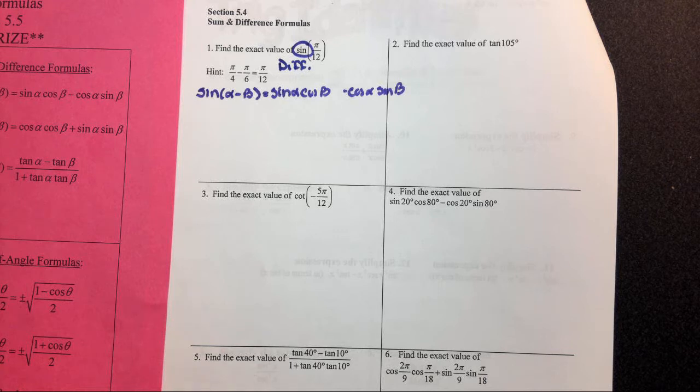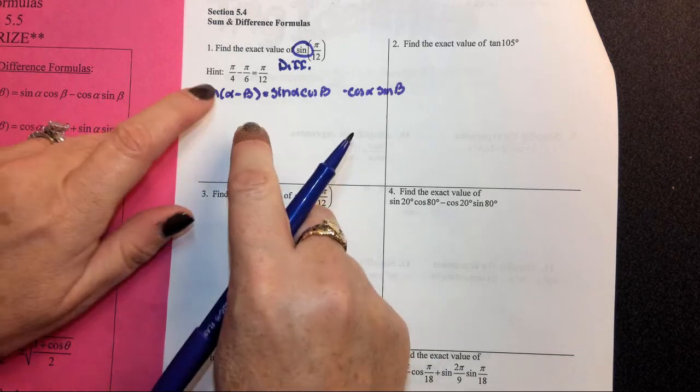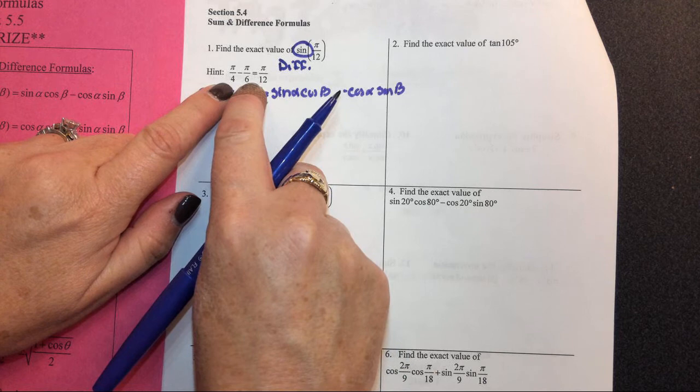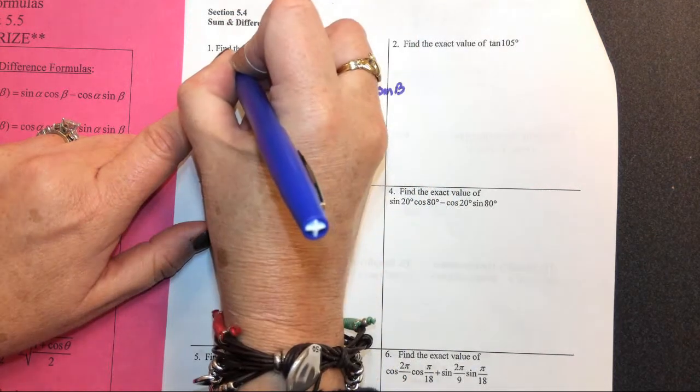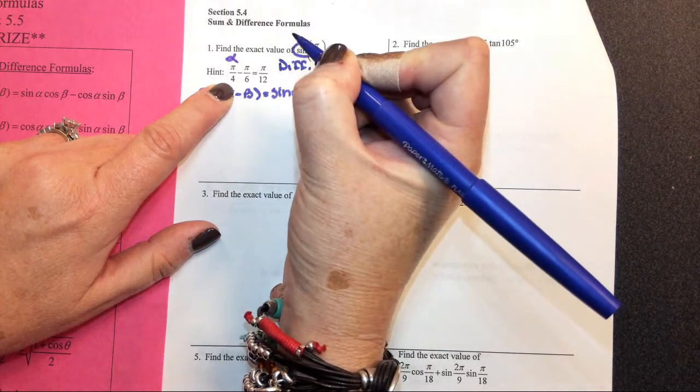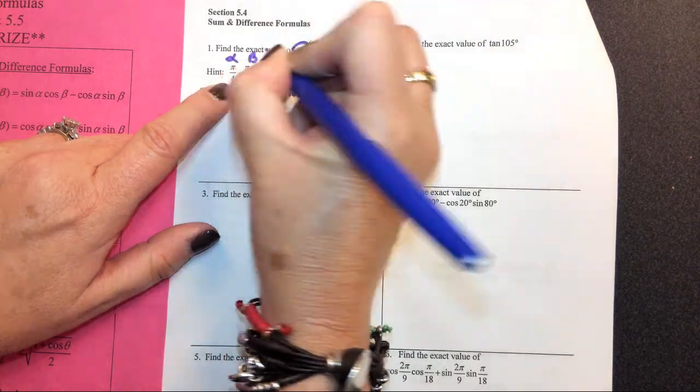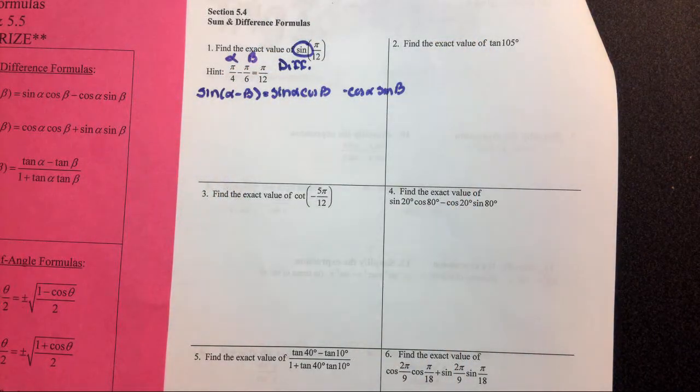Now, what 2 angles did I subtract to give me pi over 12? Pi over 4 minus pi over 6. Remember, the order in which you subtract matters. So the first angle, pi over 4, I'm going to call my alpha angle. Pi over 6 is my beta. Now into my sine difference formula I substitute pi over 4 in for alpha, and pi over 6 in for beta.